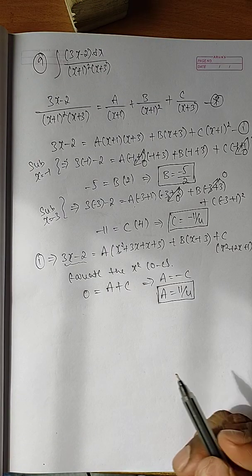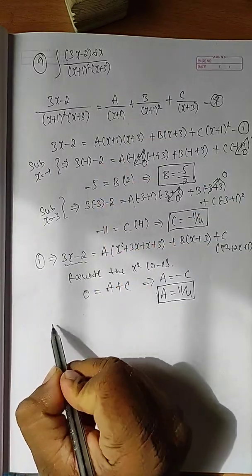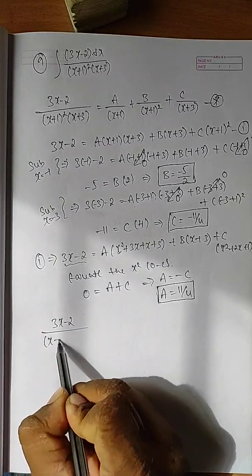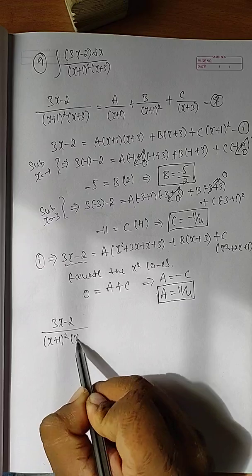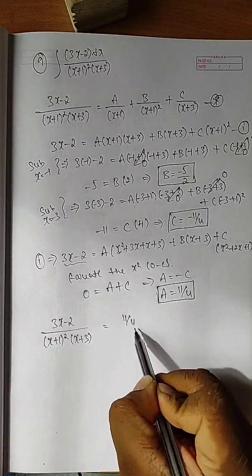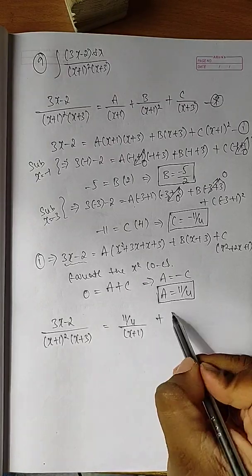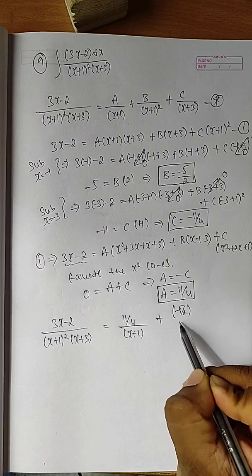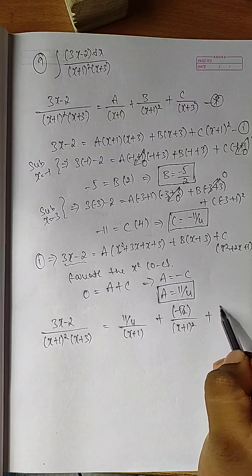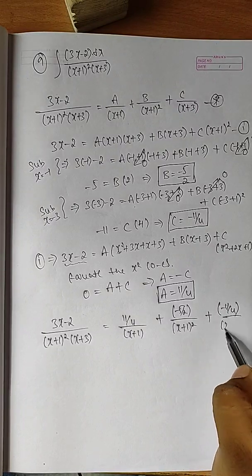Now let me substitute this a, b, c in star. So we'll get like this. 3x minus 2 by x plus 1 whole square into x plus 3 is equal to a, which is 11 by 4 by x plus 1, b is minus 5 by 2 by x plus 1 whole square, c is minus 11 by 4 by x plus 3.